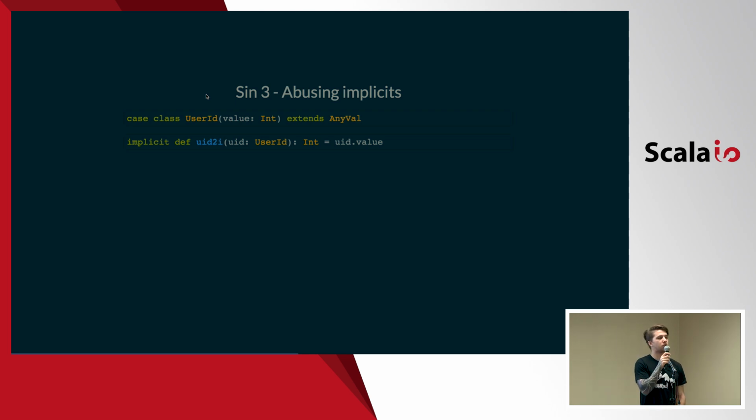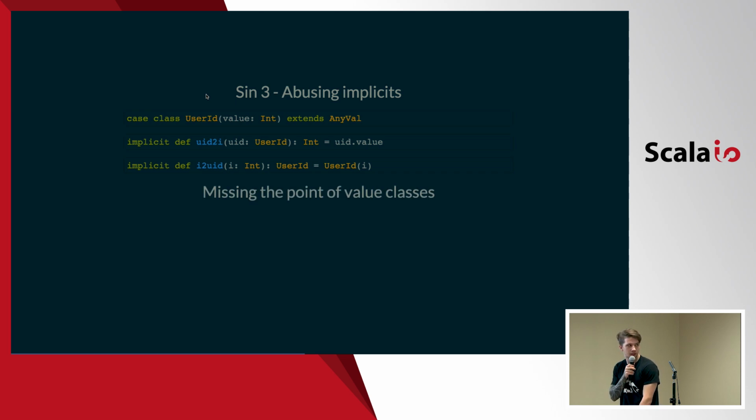But now let's imagine we want to create these values in an easy way, create user ID values out of ints, for example, in tests or somewhere else. So we can add a conversion the other way, from int to user ID. And now we basically have a type alias because anytime we need an int and pass a user ID, things are going to work, and the other way around as well. So we basically waste code because we might as well have used a type alias for user ID equals int. So what's wrong here? We are missing the point of value classes.